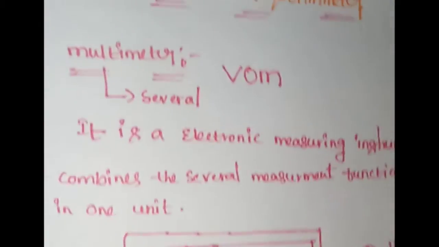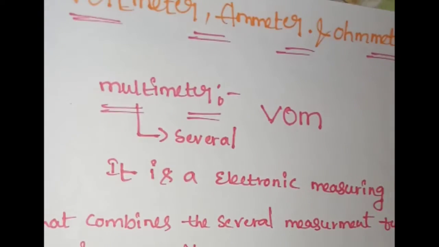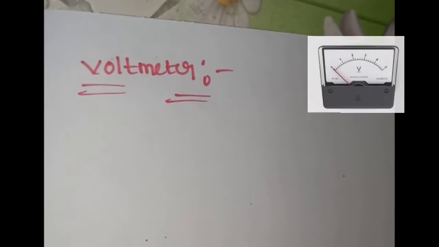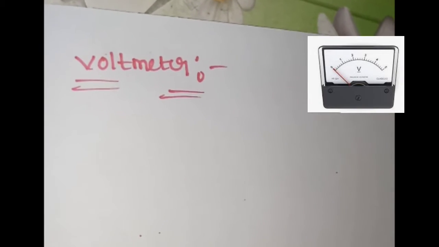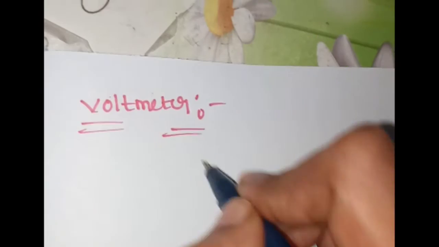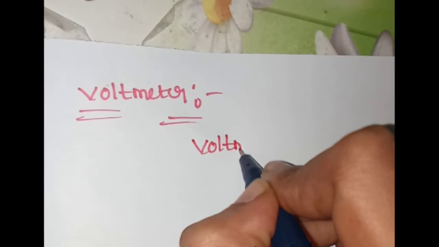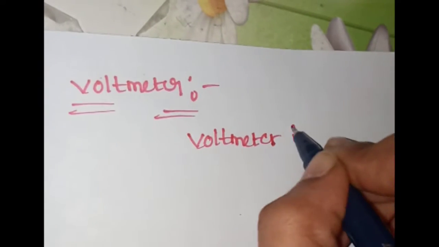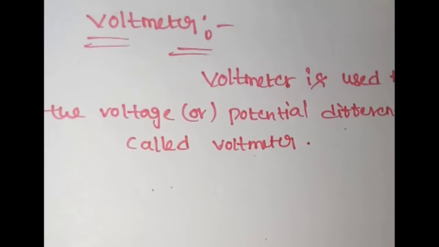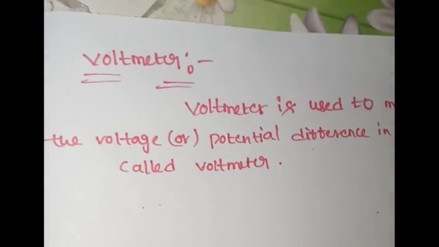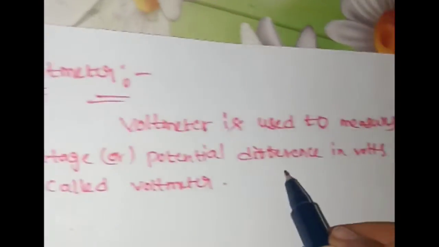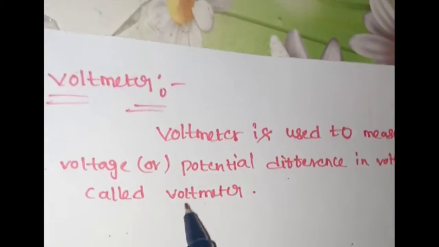Coming to the topic, voltmeter. A voltmeter is used to measure the voltage or potential difference in volts. It is called a voltmeter. I can write it here. This is the basic definition of a voltmeter. The voltmeter is used to measure the voltage or potential difference in volts. It is called a voltmeter.